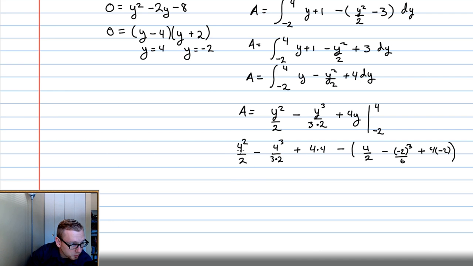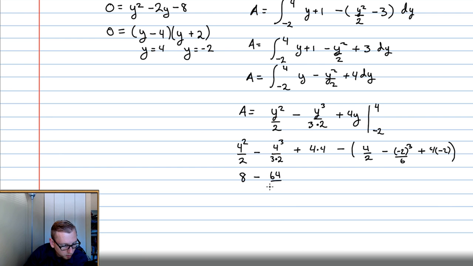We've got, well, 4 squared, that's 16. 16 over 2 is 8. 4 cubed, so 16 times 4 again would be what? Well, what's 15 times 4? 15 times 4 is 60. 64.